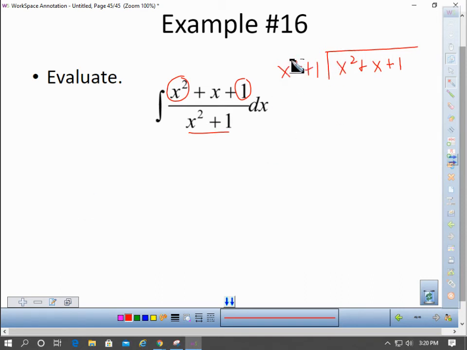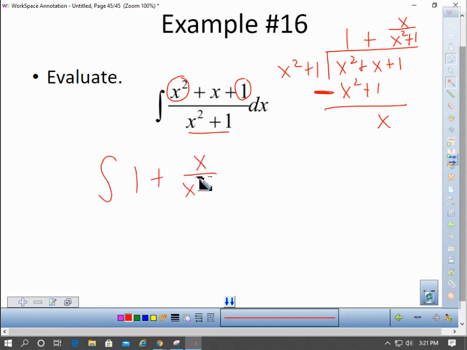Now divide. x squared goes into x squared one time. Then you multiply x squared plus 1, then you subtract. So x squared minus x squared goes away, 1 minus 1 goes away, and you're left with x. x squared does not go into x, so you're left with your remainder, x over x squared plus 1. You always put your remainder over your divisor. So this is the same thing as 1 plus x over x squared plus 1.